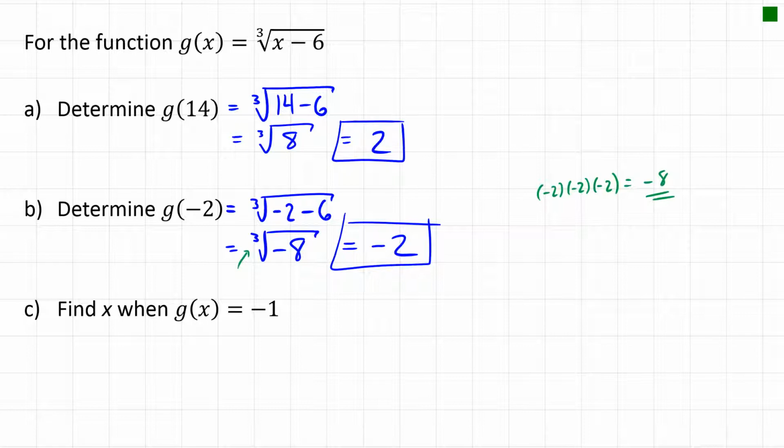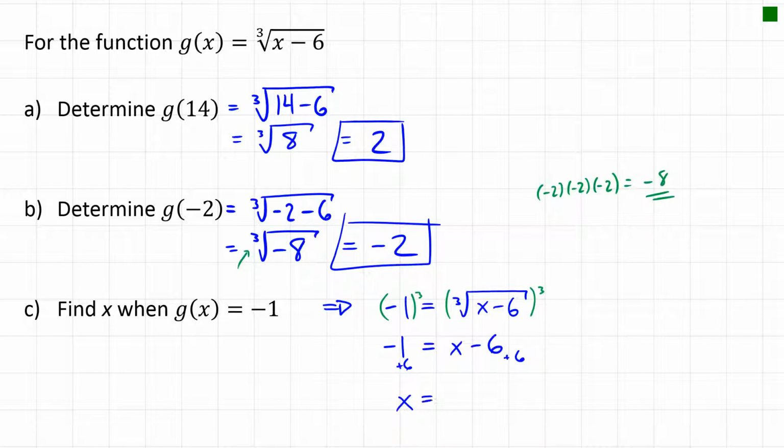And lastly, let's find x when g of x equals -1. So that means that we know -1 is equal to the cubed root of x minus 6. So we know the value of the function, or the y value. Let's find the x value. So we'll have to start by cubing each side to get the cubed root away. -1 cubed is still -1. And then on the right hand side we have x minus 6, and then we just add 6 to each side, and we're left with x is equal to +5.